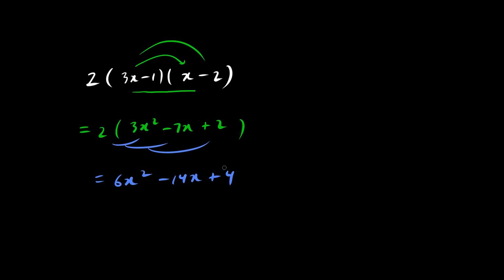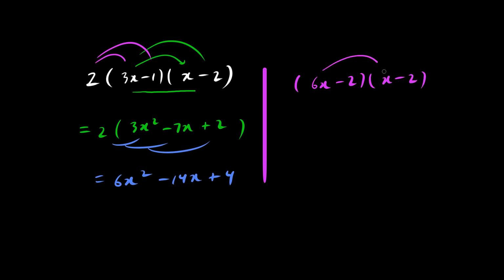For the sake of practice, let's try this question one more time. You're allowed to distribute the 2 right off the bat, but not to all parts. So if you want, 2 times 3x is 6x. 2 times negative 1 is negative 2. We just copy down this other factor.